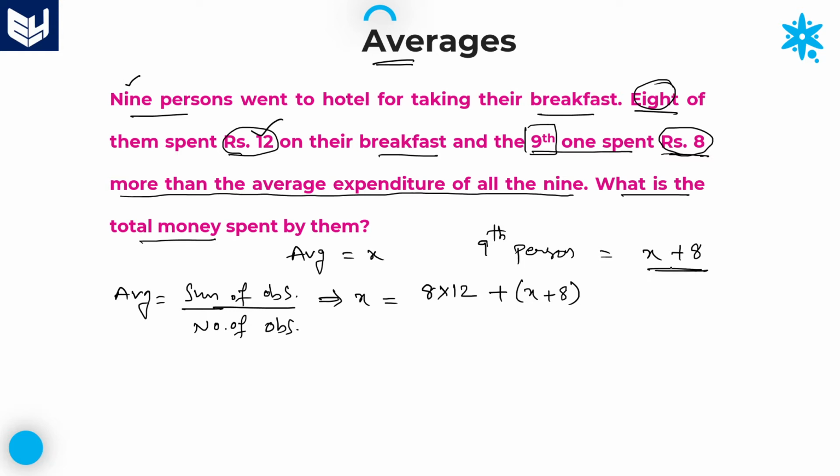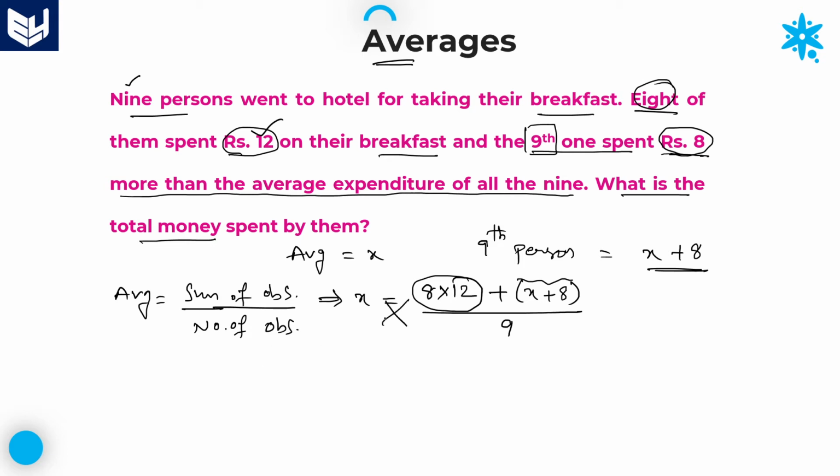The total sum of all 9 members is the sum of 8 members plus the amount spent by the ninth person. So the average x is equal to 8 into 12 plus x plus 8, divided by the number of persons, which is 9. Now you can do the cross multiplication and you will get the value of x.